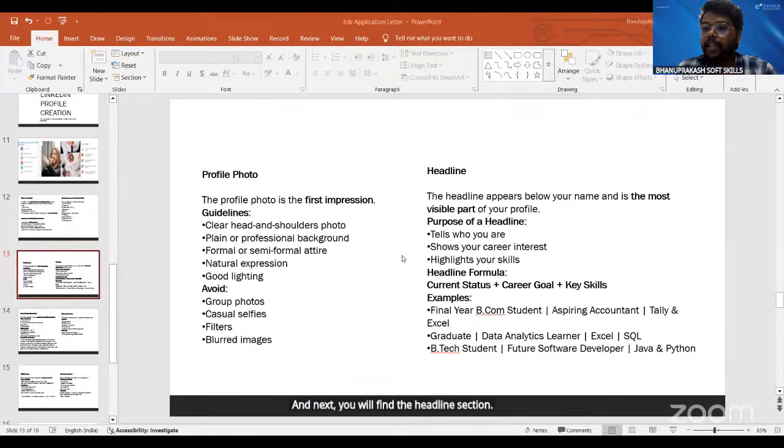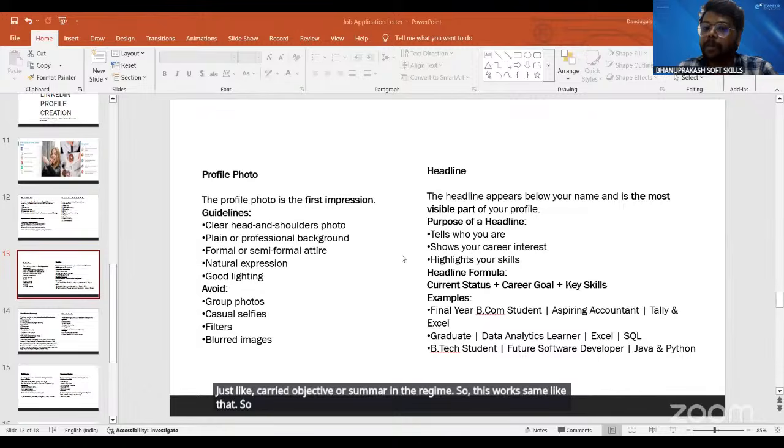There you have added anything or not is what you need to check. If not, then you can add it now, as this headline appears below your name and is the most visible part in the profile. The next concentration goes on this headline itself, just like career objective or summary in the resume. So this works the same way.